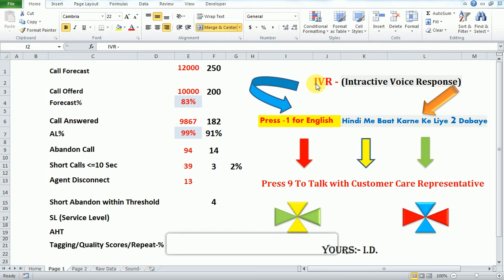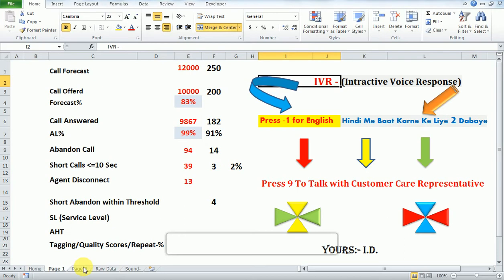Even if you are not getting your queries answered properly, you may connect your call to a customer care executive. In many companies it's the number 9. Once you press 9, they connect your call to a customer care executive. When you are connected, it may be that the executive is already busy handling other customers, or he may reply to you instantly on your call. So what is the process after that? I'm going to tell you now.